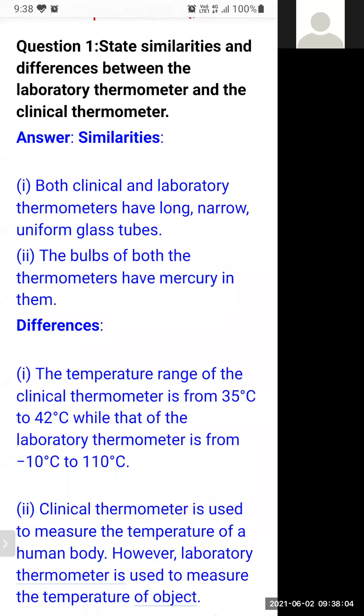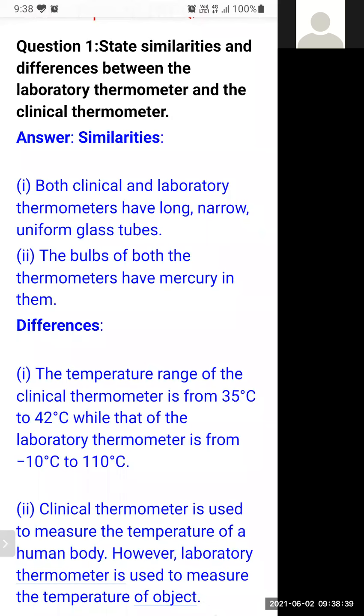What is a laboratory thermometer? The thermometer which is used to measure the temperature of other objects other than human beings, like when we want to measure the temperature of water, air, ice, or any object. To measure that temperature, we use a laboratory thermometer. Okay, so let's start. First, there are some similarities.